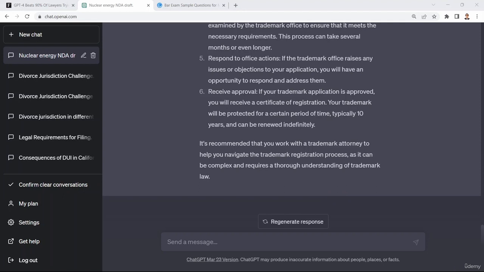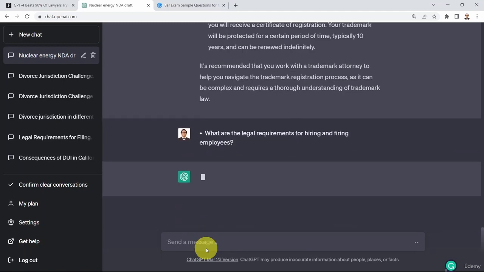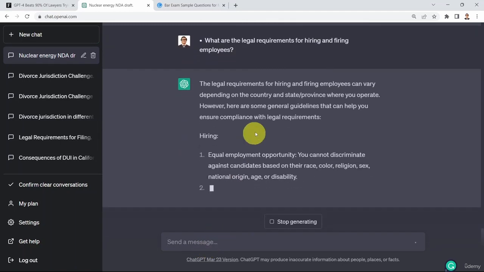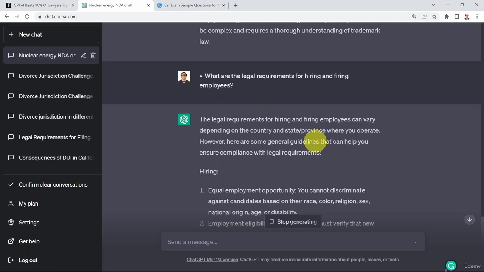Okay, what if I would like to learn about the legal requirements for hiring and firing employees? Again, let's assume that you have a startup and you would like to hire your first employee as an example, and you would like to learn about hiring and firing employees. So here we go. It's going to tell you, well, the legal requirements for hiring and firing employees can vary depending on the country and state or province.